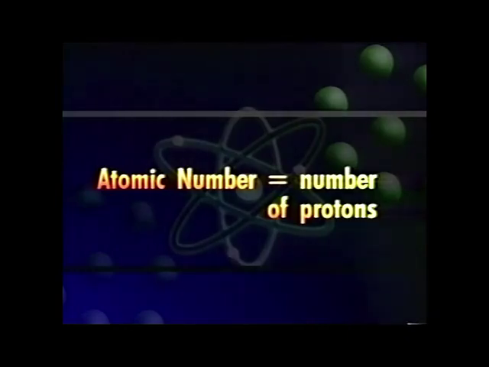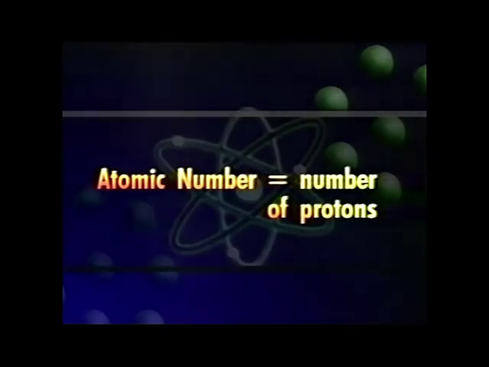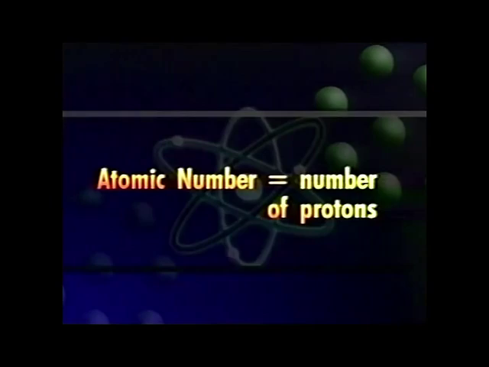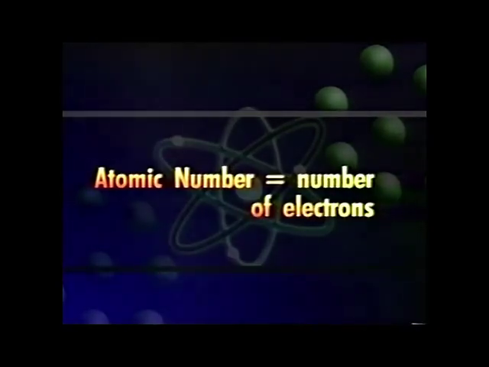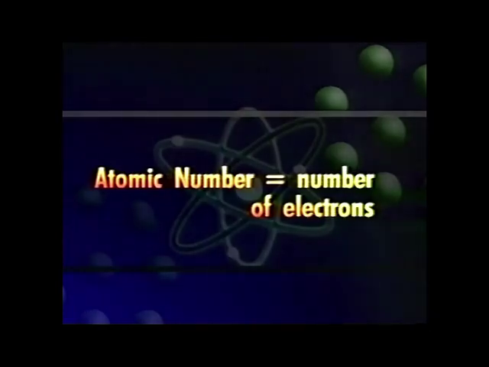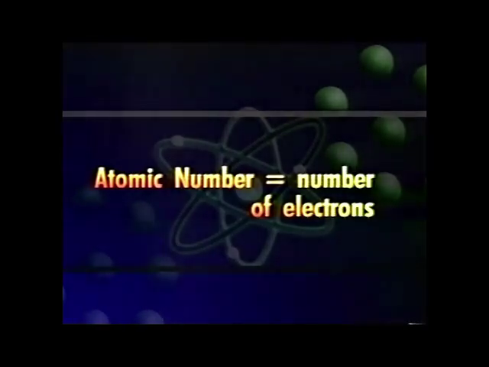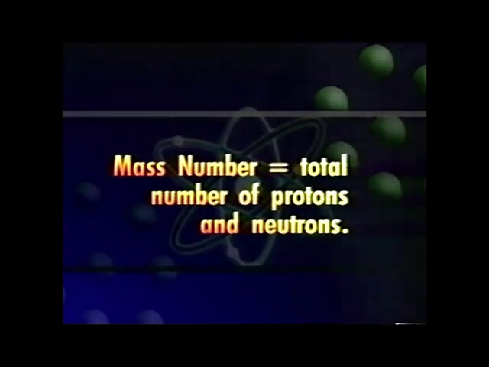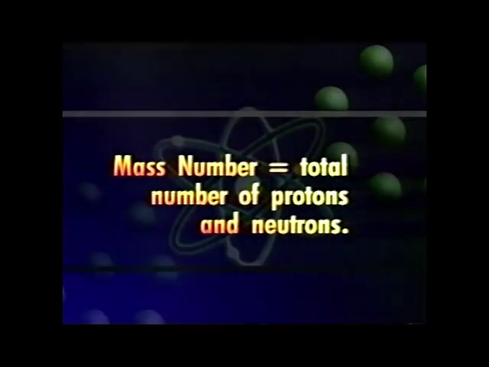The atomic number is the number of protons in the nucleus of an atom. It is also equivalent to the number of electrons in a neutral atom. The mass number is the total number of protons and neutrons in the nucleus of an atom.